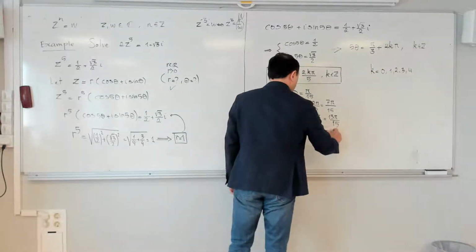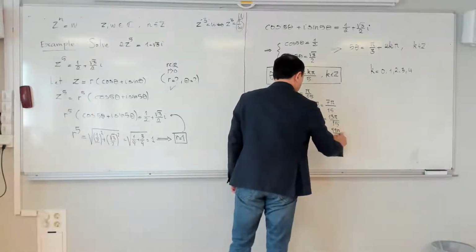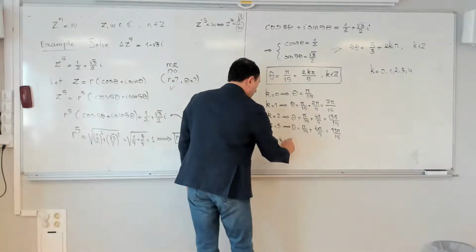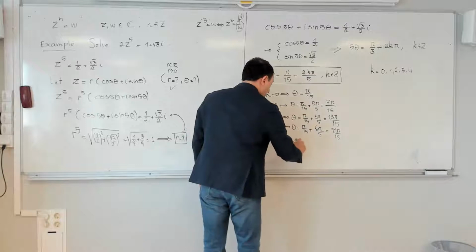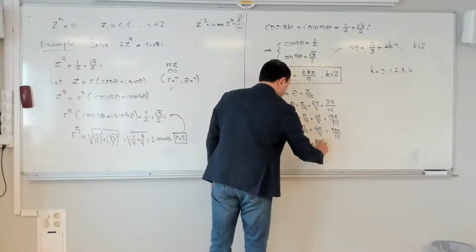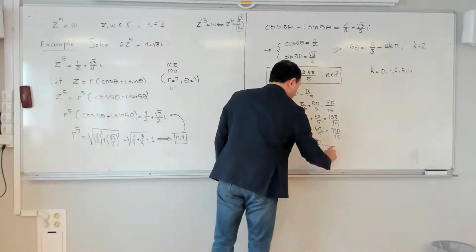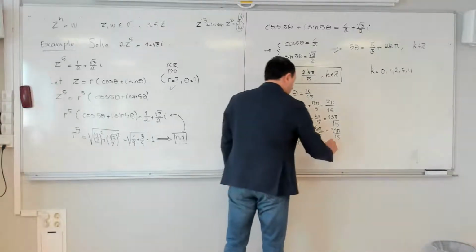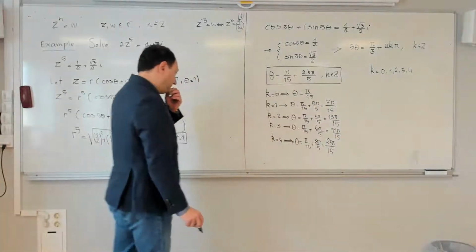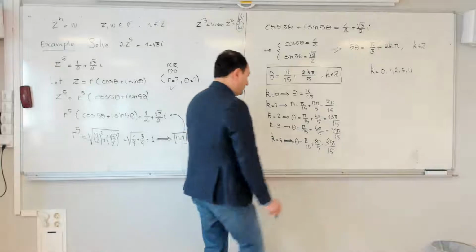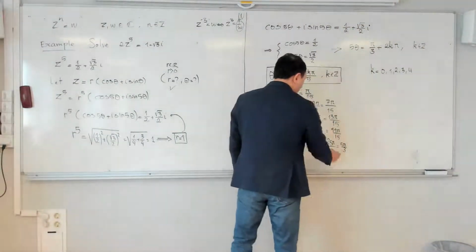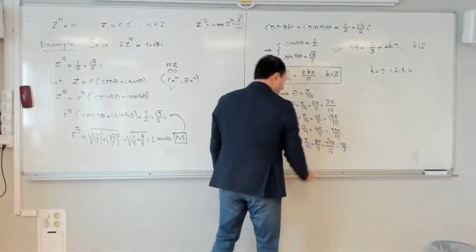And then if I calculate, it becomes 19 pi over 15. And finally, when I put k equals 4, theta becomes pi over 15 plus 8 pi over 5. And if I calculate this, it becomes 25 pi over 15. Of course, here I can simplify it by 5, so it becomes 5 pi over 3. I think it's better to keep it in this way to see the pattern.